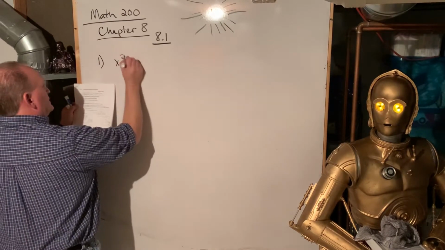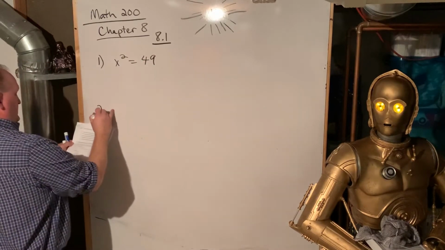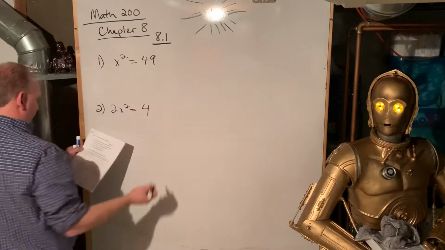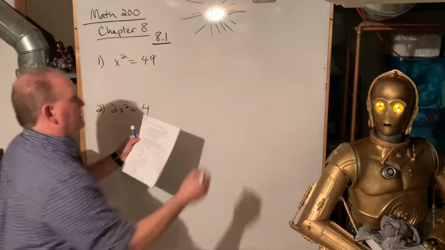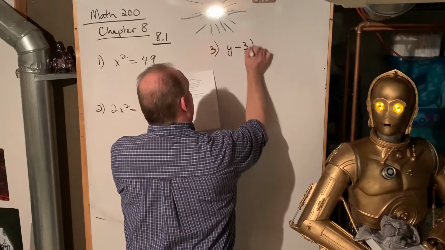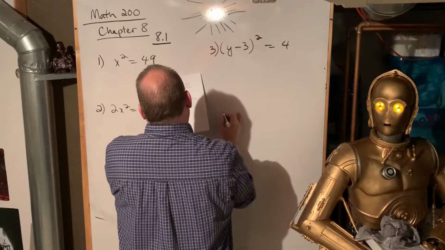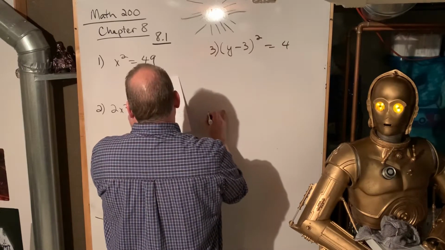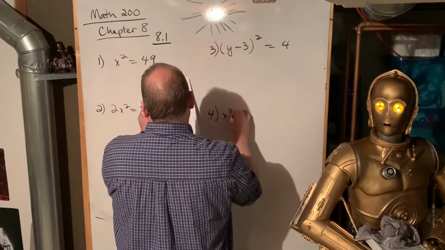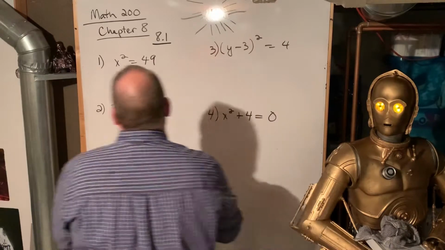So they want us to solve this and this and y minus 3 quantity squared equals 4 and x squared plus 4 equals 0. All right, so let's take a look.